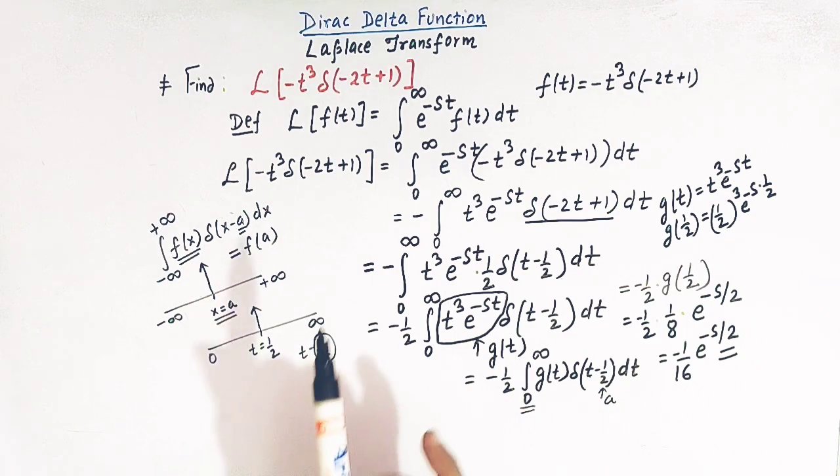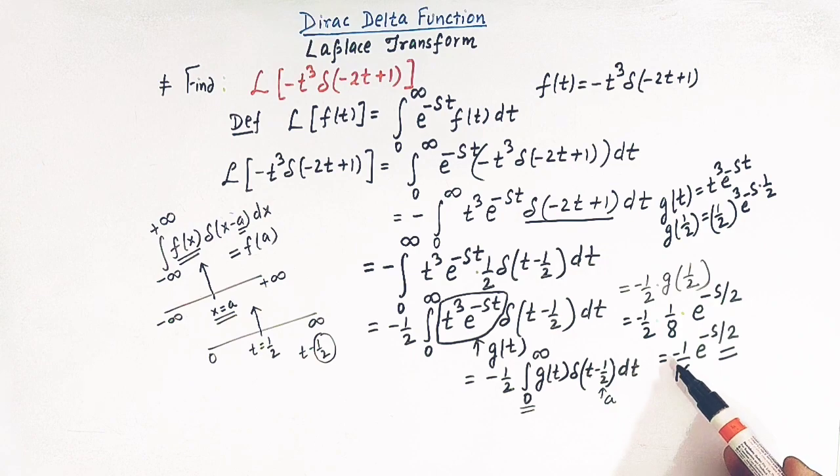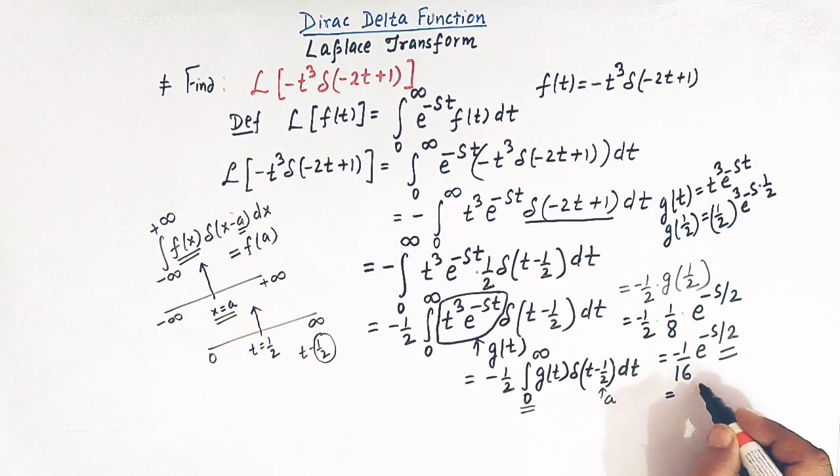So viewers, the Laplace transform of this function is equal to minus 1 over 16 times e raised to minus s over 2, which can also be written as minus 1 over 16 and e raised to s over 2.